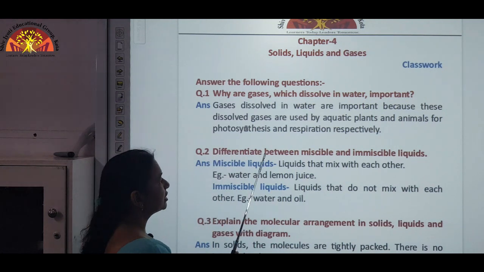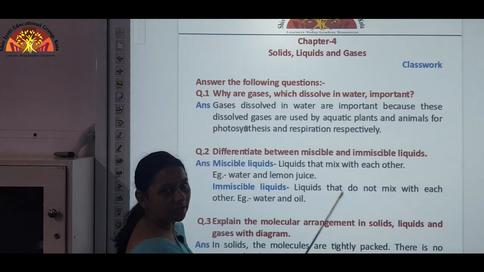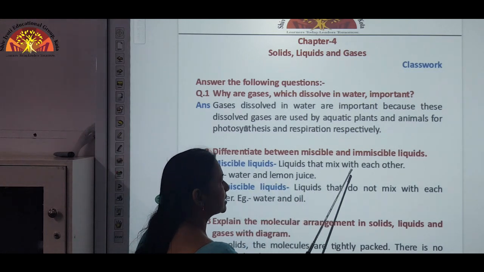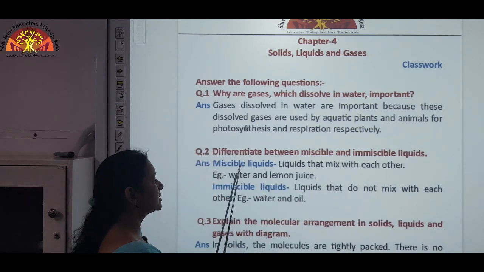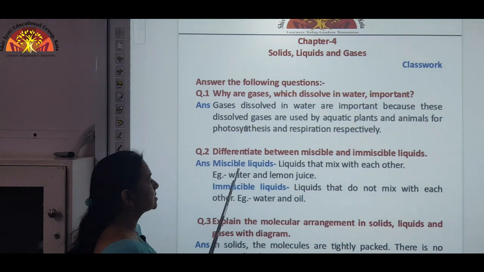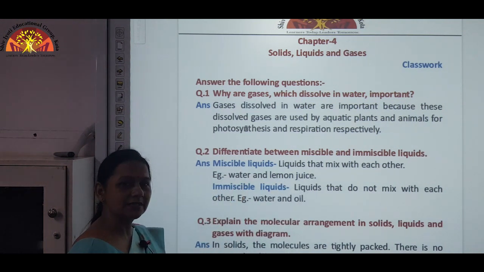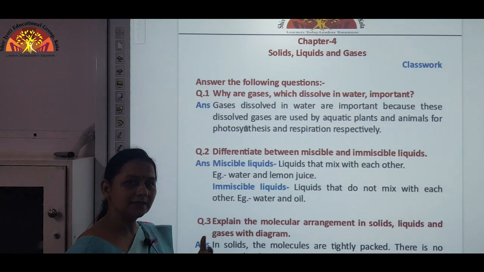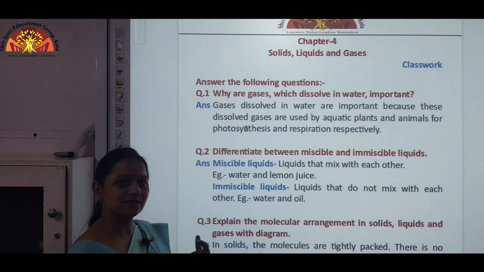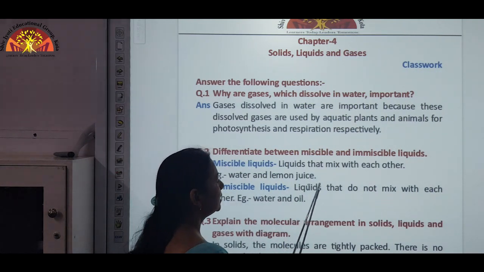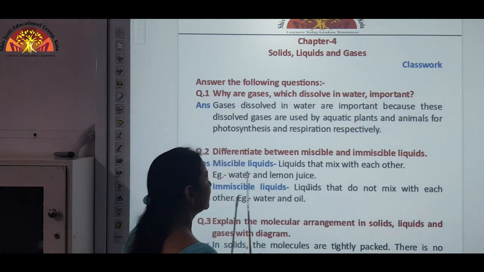Next is differentiate between miscible and immiscible liquids. Now, miscible liquids, you all know, liquids that mix with each other are called miscible liquids. The example is water and lemon juice. Another example of miscible liquids you can give is milk and water, they mix with each other, so they are called miscible liquids.